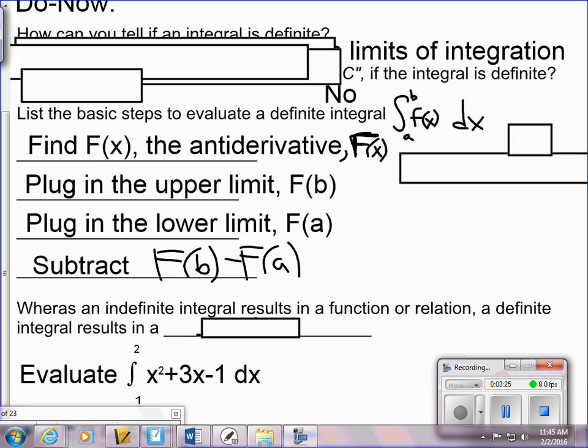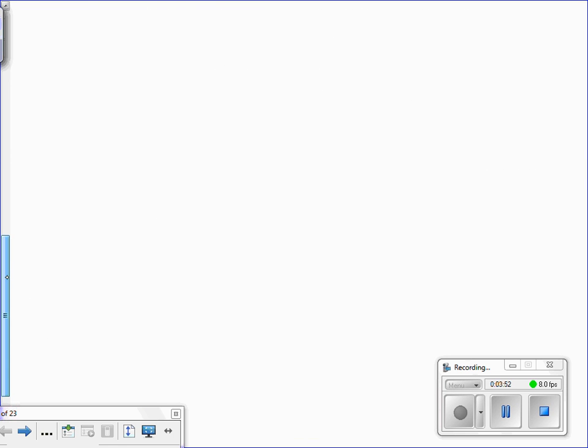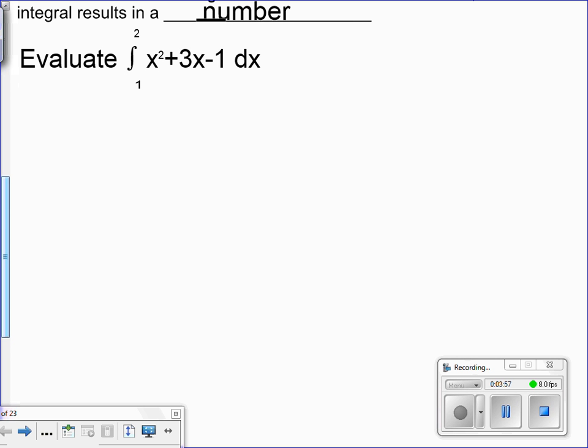Now, whereas an indefinite integral results in a function or relation, a definite integral results in a number. Definite integrals give us numbers. We love the numbers. And then finally, no more words. I want you to actually find that number.